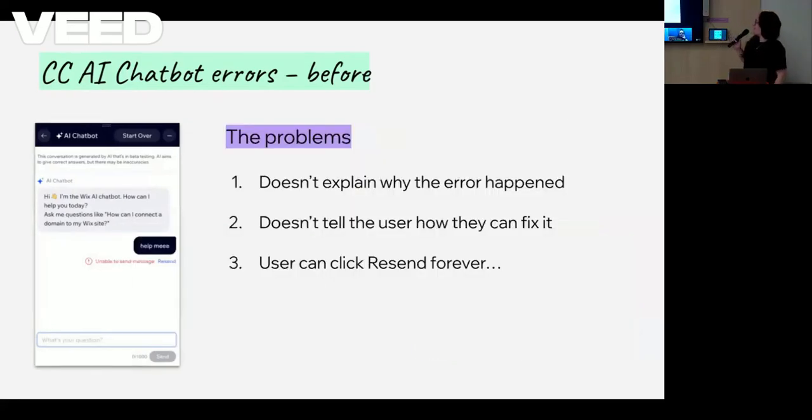It doesn't explain why the error happened. It doesn't tell the user how they can fix it, if they can fix it. And the user can literally click resend forever and ever and ever. And we don't want that.